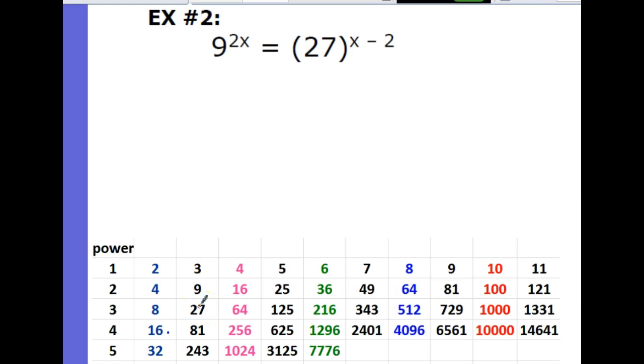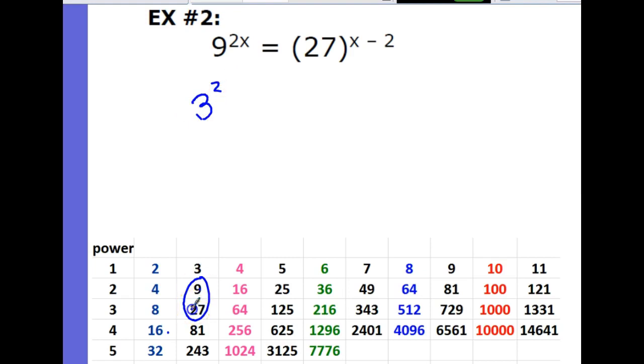Okay, so I need 9 and 27 in the same column. You see that 9 and 27 are in the same column? That means I'm going to change them both to base 3. So 9 is 3 to the second power, because it's first power, second power. That's how the chart works, but you probably already knew that. 9 is 3 squared.